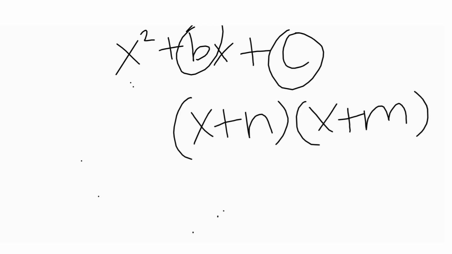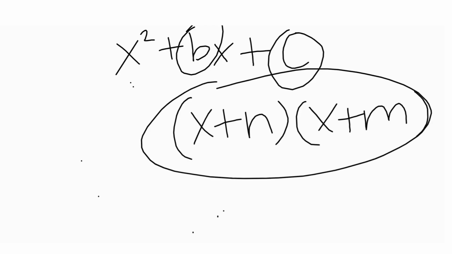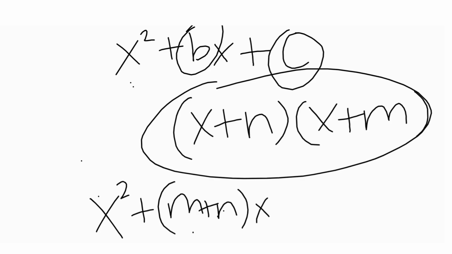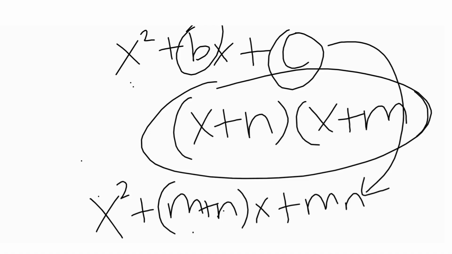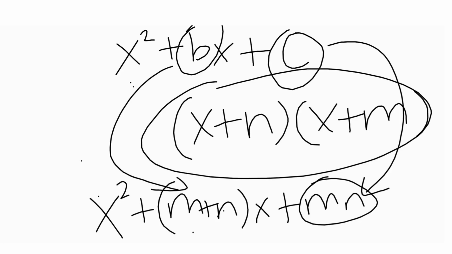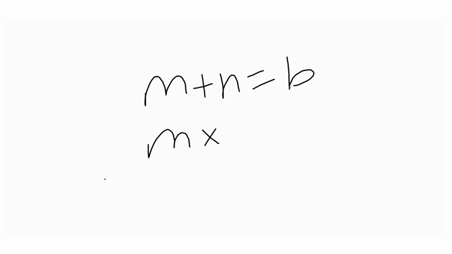And notice when we expand these two binomials here, we get x squared plus m plus n x plus m n. And here we can see that our constant c turns into m n, and our coefficient of b turns into m plus n. So the general rule is that what multiplies to c must add to b.